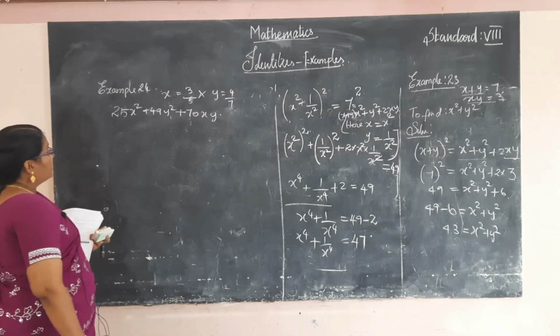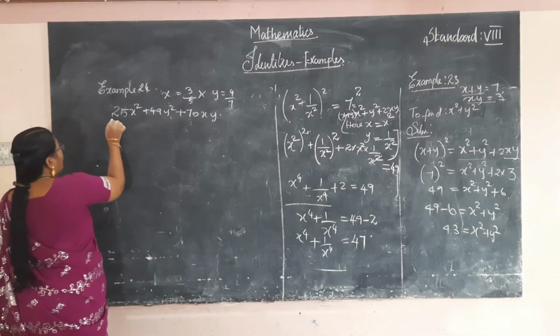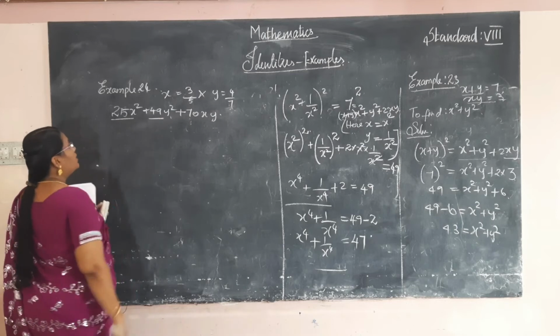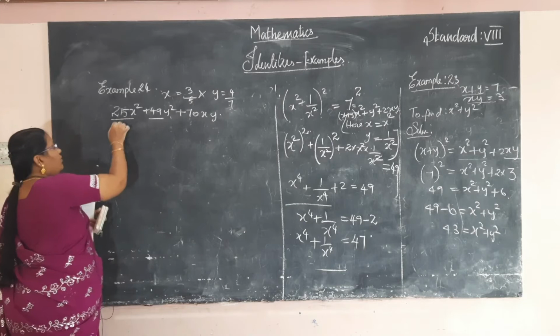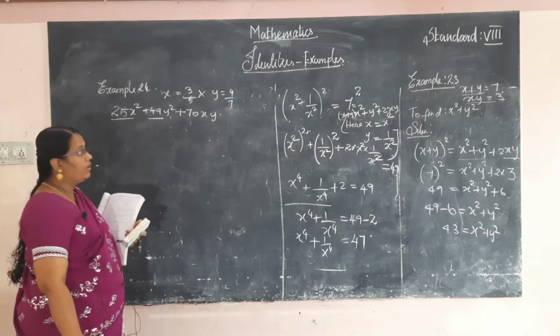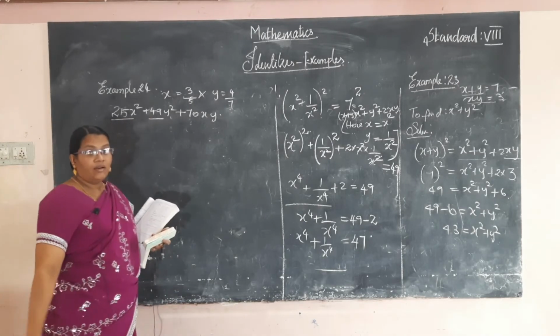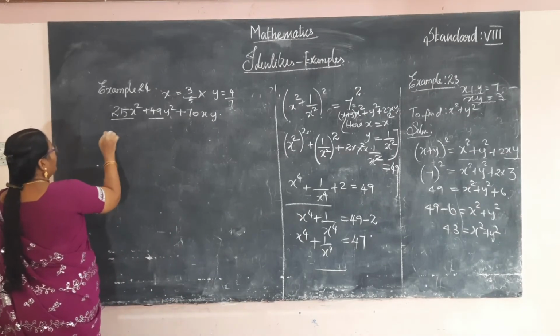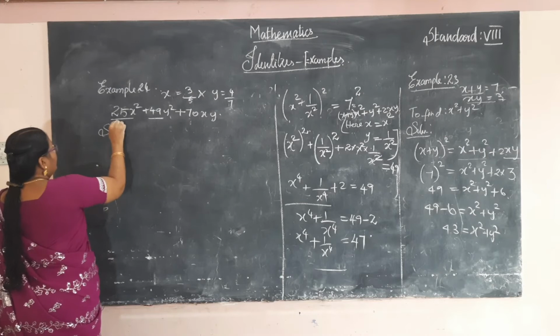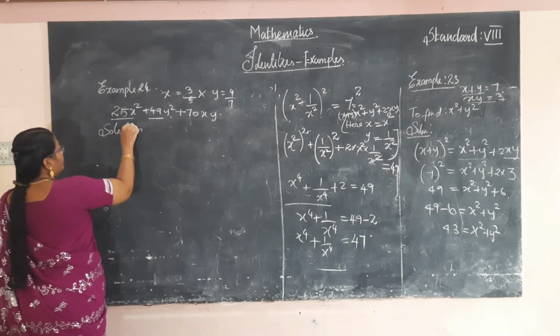Okay, so you see here, how can you write this? The square values are given, is it? So what is the square value of 25? 5 square. Okay, here 49, here 7 square. It can be written in the power of 2. Okay, solution.